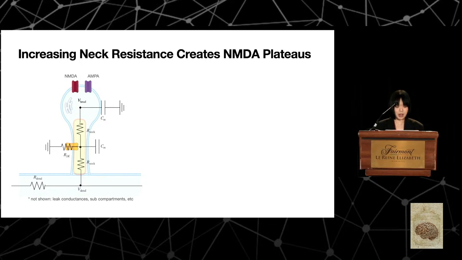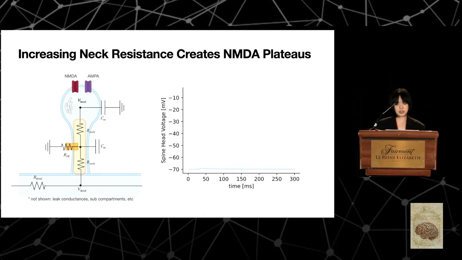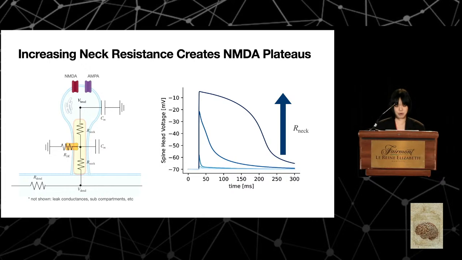So here I'm going to show you a time series of the potential at the spine head in response to a single spike input. As we can see, the overall depolarization of the spine head at low resistances starts out very low. But increasing the neck resistance can dramatically increase the depolarization in this region. And at very high resistances, something interesting happens. The shape changes. We now have an NMDA plateau with a sustained response. So that becomes very important.